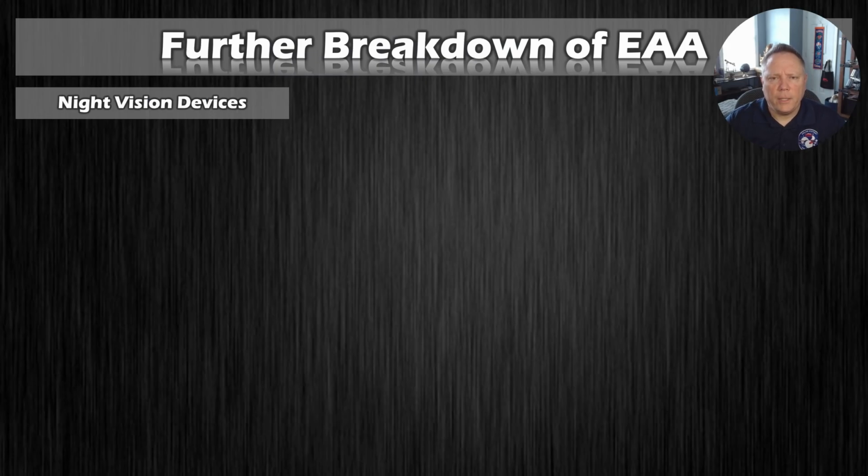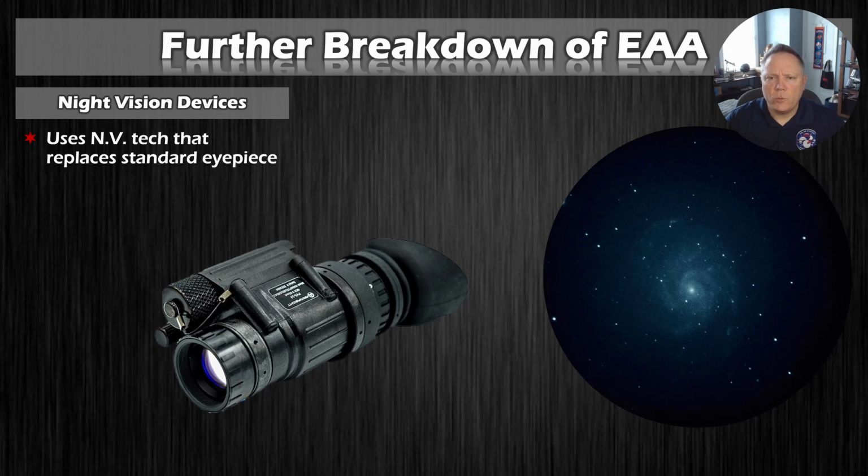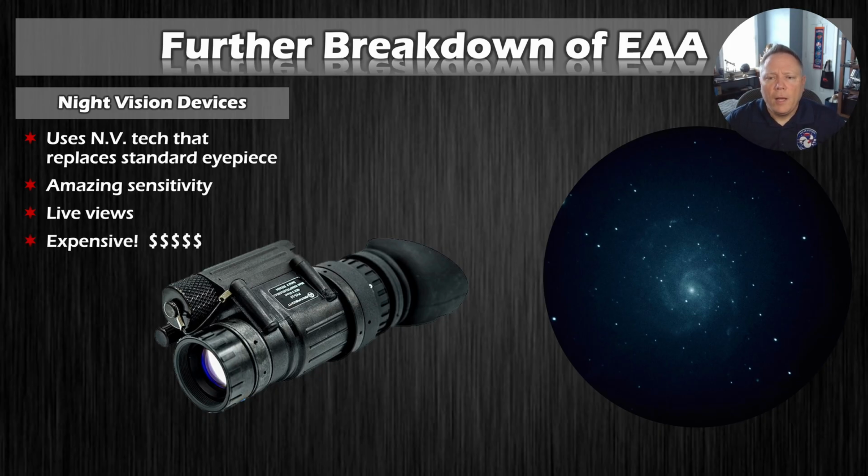Let's further break down EAA, and we can think of one category as our night vision devices. This is where you're using some sort of night vision technology to replace the standard eyepiece. These have some amazing sensitivity, and you're looking at images that are live and not processed or stacked or anything, absolutely real time. However, these can get incredibly expensive, more expensive than your telescope and eyepieces and typical astro cameras combined, several thousands of dollars for each individual night vision eyepiece.